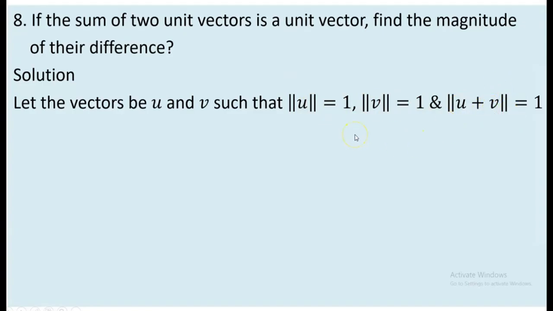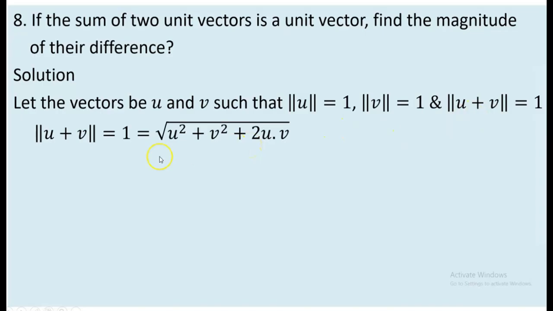So let's see how I'm going to obtain the norm of u minus v, or the magnitude of u minus v. But before I come to that, we knew that the norm of u plus v is 1, and we know that the norm of u plus v is the square root of u plus v dotted with u plus v, students. Remember, students, the norm of any vector u is the square root of the dot product of the vector with itself, okay? So the norm of any vector u is the square root of u dot u.